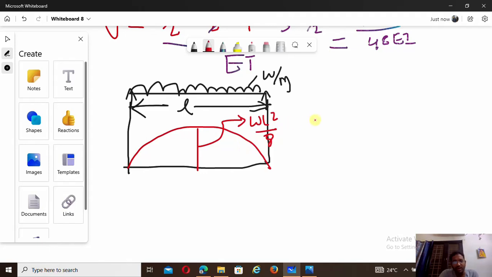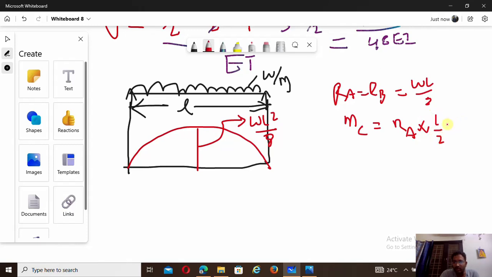If you want to calculate it, you just go through this. First of all, you have to calculate the reactions. RA is equal to RB, which is total load divided by 2, that is WL by 2, because it is a symmetrical loading. The maximum bending moment occurs at the center, at the middle. Considering point C, it is RA into L by 2, minus load into L by 2 into L by 4. Finally you will get WL square by 8. If you want to know how to get this WL square by 8, this is the procedure.